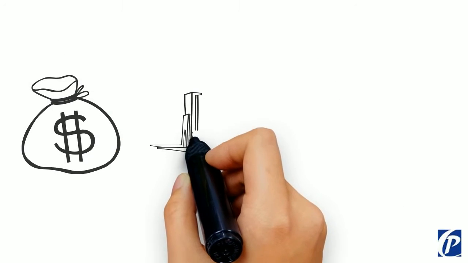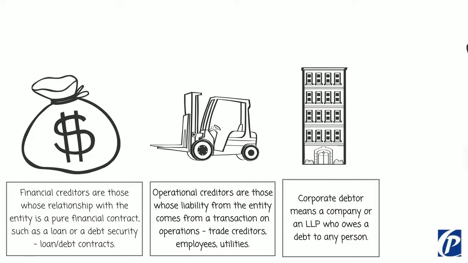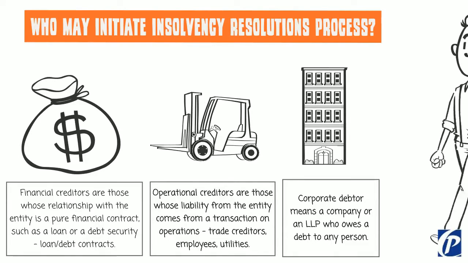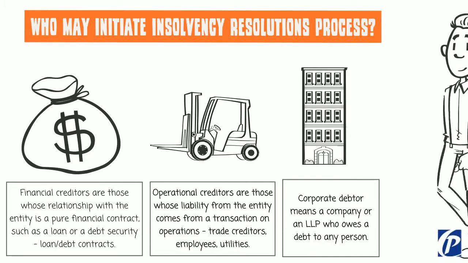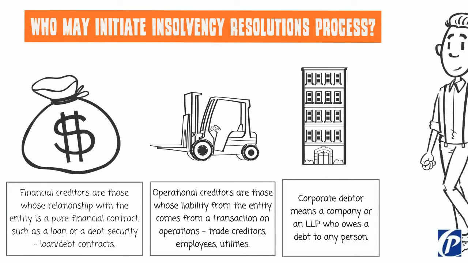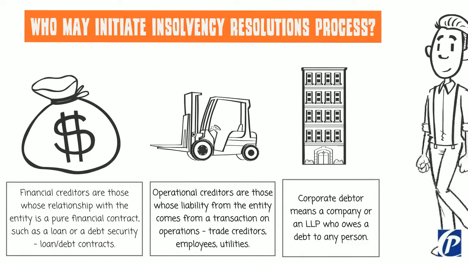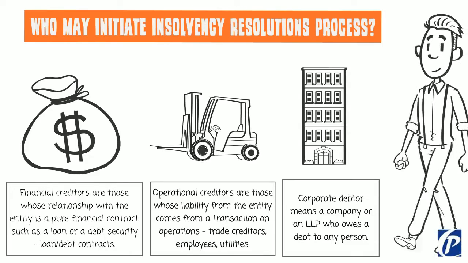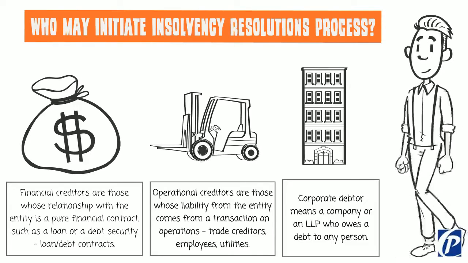Now, the question is who may invoke the insolvency resolution process. The process will be initiated by a financial creditor or an operational creditor. A financial creditor is one whose relationship with the entity is a pure financial contract, such as a loan or a debt, and operational creditors are those whose liability from the entity comes from a transaction on operations, like trade creditors, employees, utilities. Further, the company itself may invoke the insolvency resolution process.